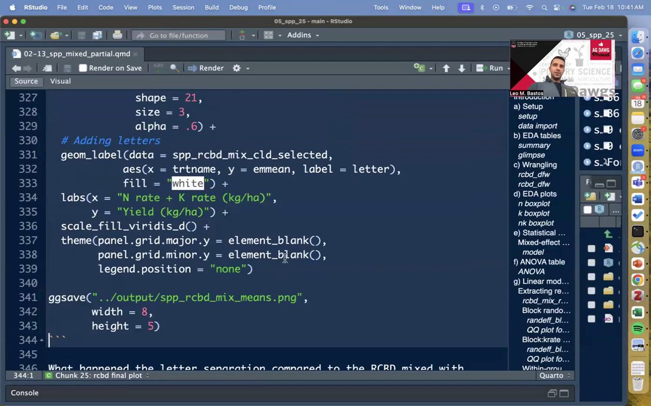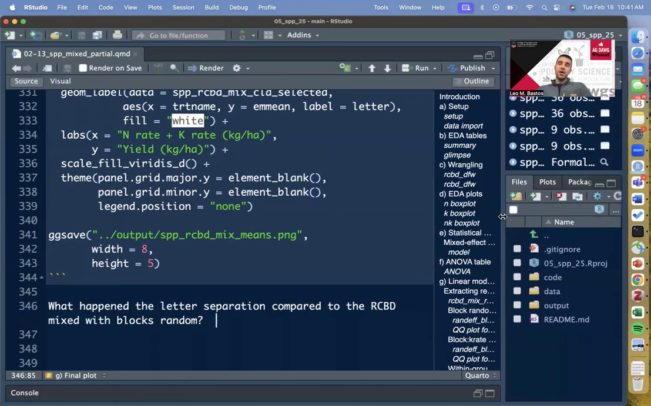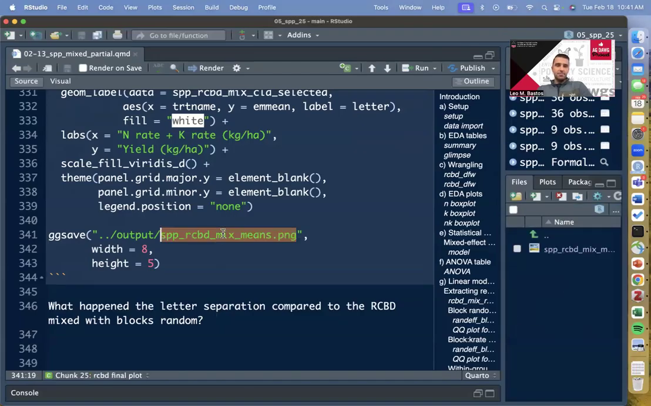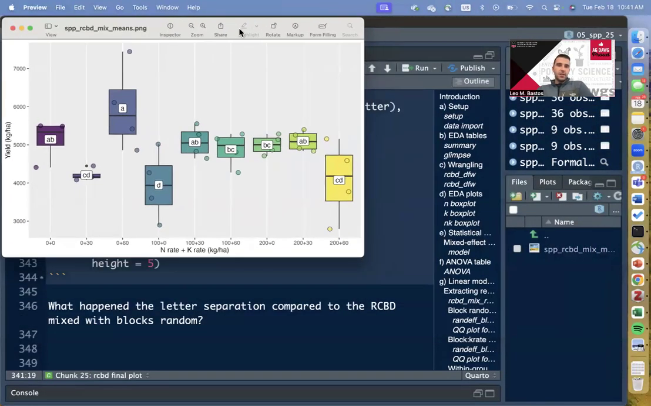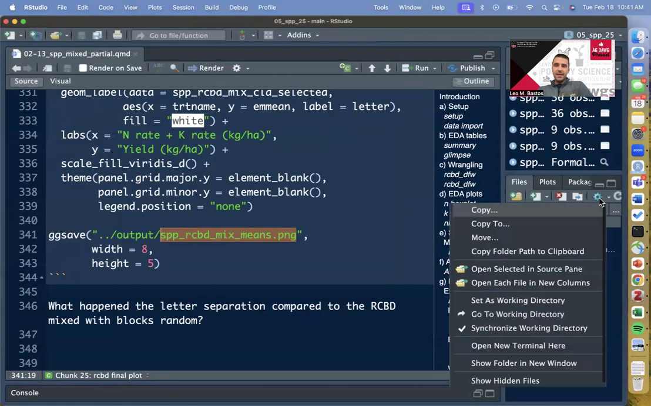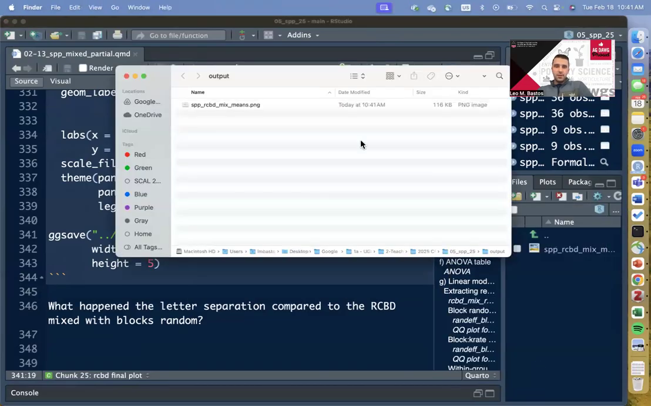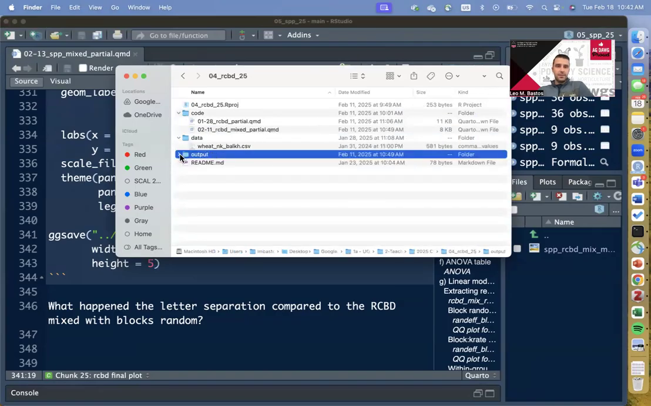And I do want us to just take a quick moment to compare what happened with the letter separation between treating this as a split plot and not as a split plot, just as a randomized complete block design. So I'm going to go here in my output and click on this plot that I just exported. That is the plot for the split plot analysis. And then I'm going to navigate to my files here and go to our previous exercise, 04 RCBD. On the output, look at the RCBD mix means.